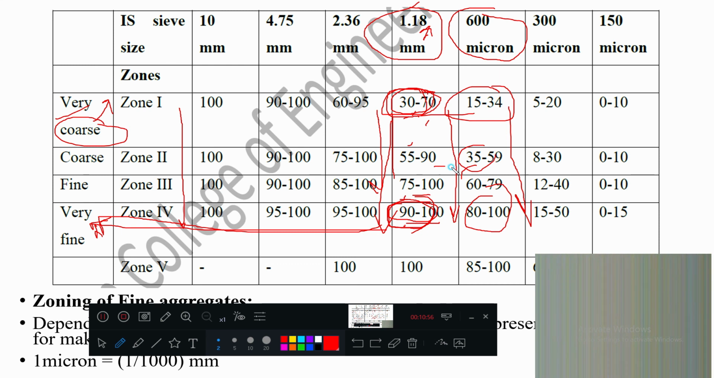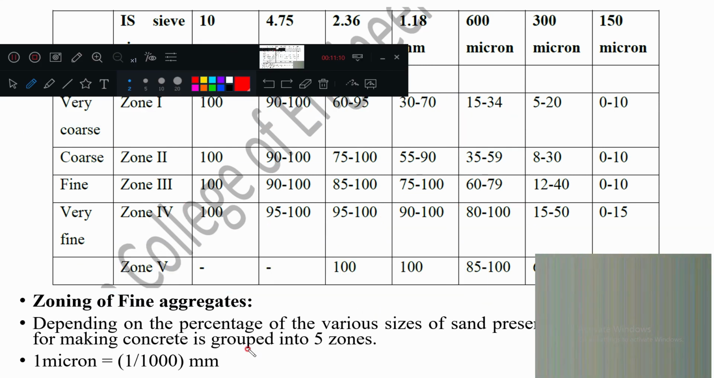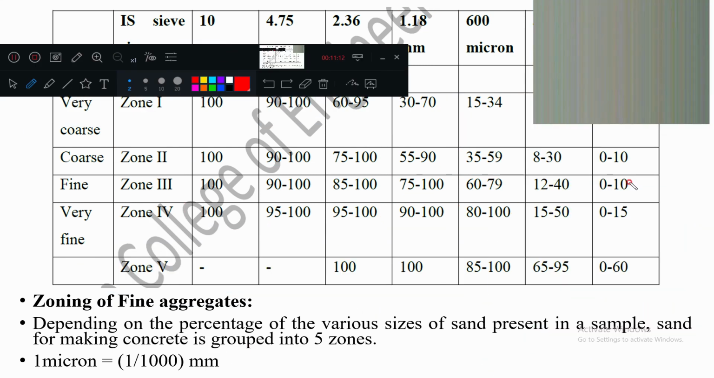Compare these two values. Okay, don't compare this column to this column. You should compare the rows here, because the zones are written row wise. Zoning, depending upon the percentage of various sizes, 5 zones have been made. Okay, I have explained this. 1 micron is 1 divided by 1000, 1 divided by 1000.